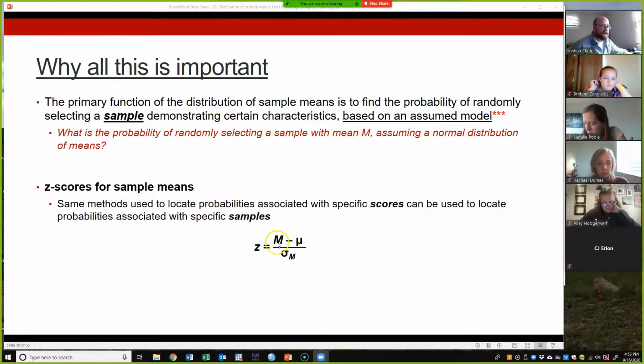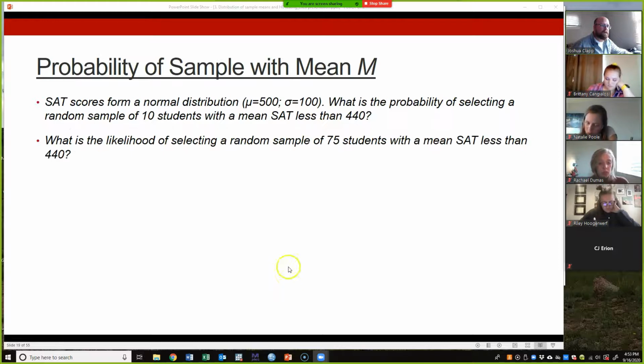So my z statistic here has the same setup. I've just got my sample mean minus the population mean, divided by a standard error estimate. Easy peasy. And so what I can start to do is identify the probability of obtaining a sample with certain characteristics.